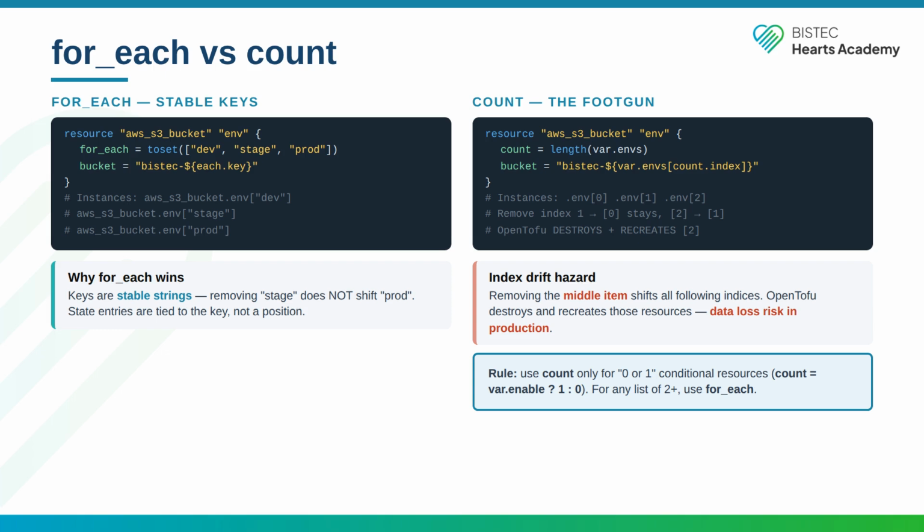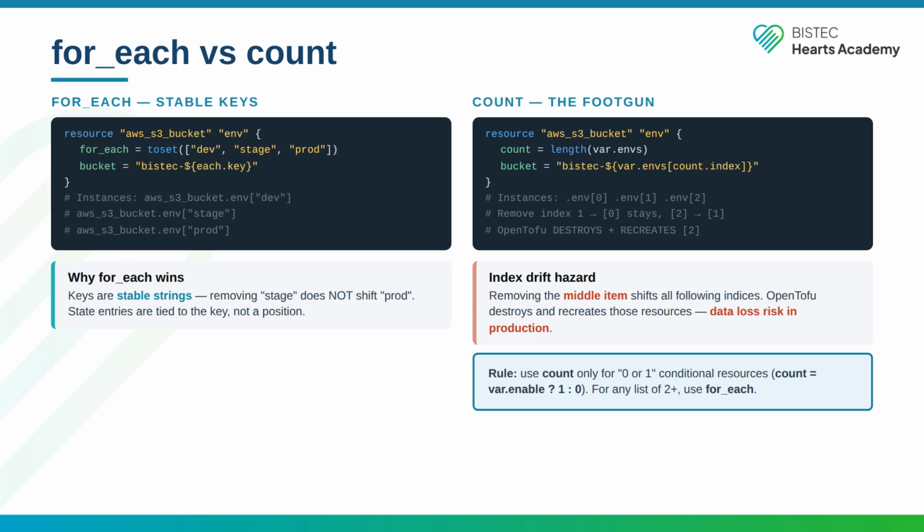For_each uses stable string keys from a map or set. Each resource instance has a meaningful name, eu-west-1, rather than index 0. If you remove one item, only that item changes. Everything else is untouched. The rule, use for_each for anything you might need to add, remove, or reorder. Reserve count for the 0 or 1 conditional pattern only, count = var.create ? 1 : 0, where index drift is impossible, because there is at most one item.